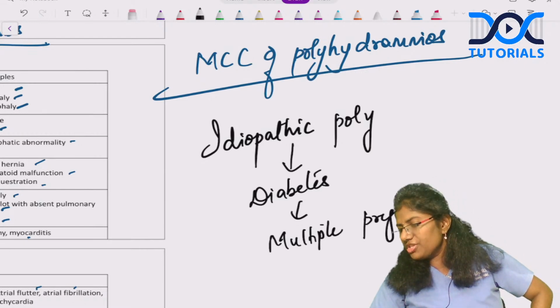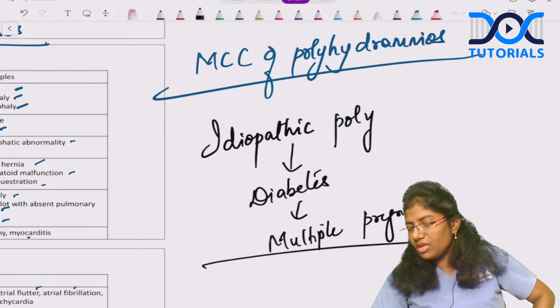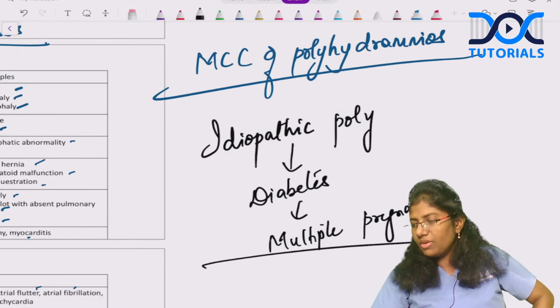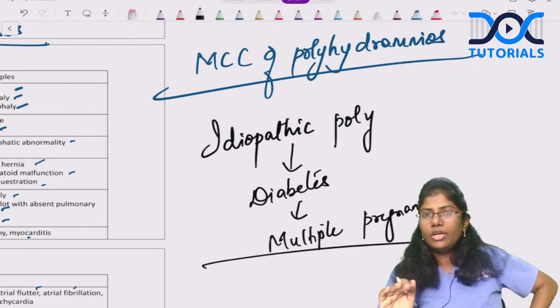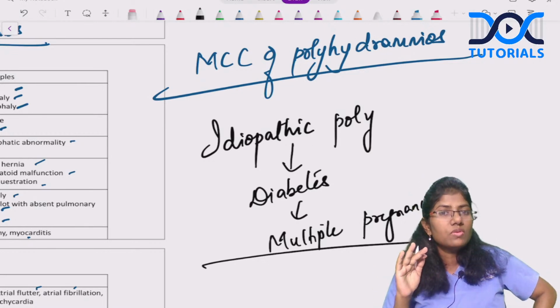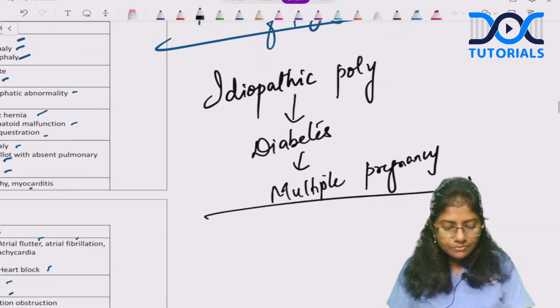So, Jyotsna, Prashant and Dr. You people are very, very good. Dana, you're extremely good. Idiopathic, yes, is the most common cause, but idiopathic will not be given in the exam. Okay. So, in case you have idiopathic as an option, then you can go for idiopathic, or else diabetes would be the most appropriate answer. Okay. And then comes multiple pregnancy.